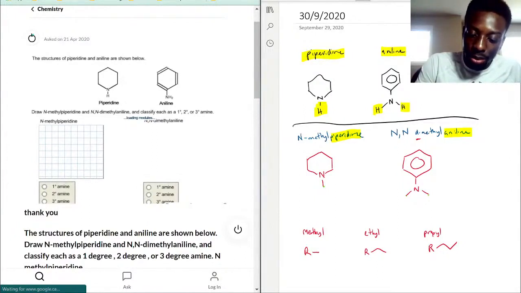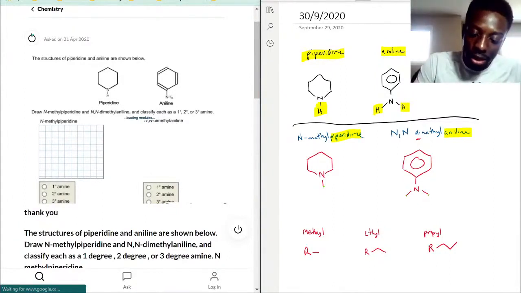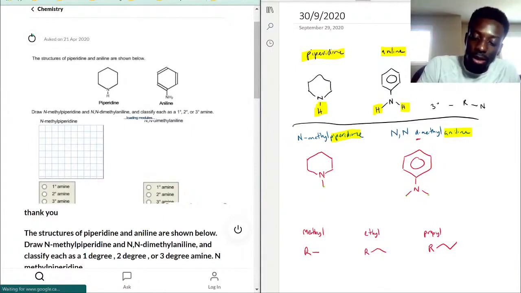A primary amine has a functional group, N, and then just two H's, with the functional group being that carbon chain. Secondary is the same thing, but it's the functional group, N, another functional group, and then H. And tertiary, you probably guessed it, is N just surrounded by these functional groups.